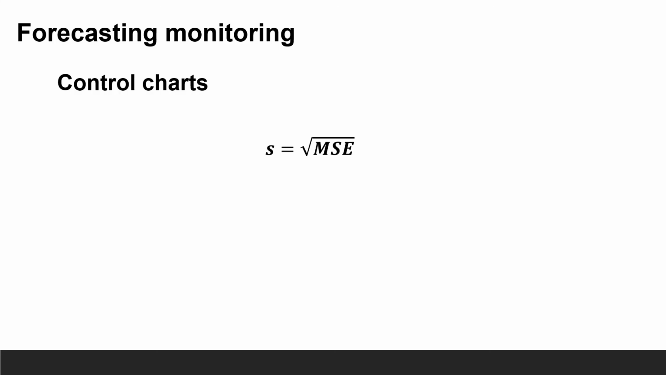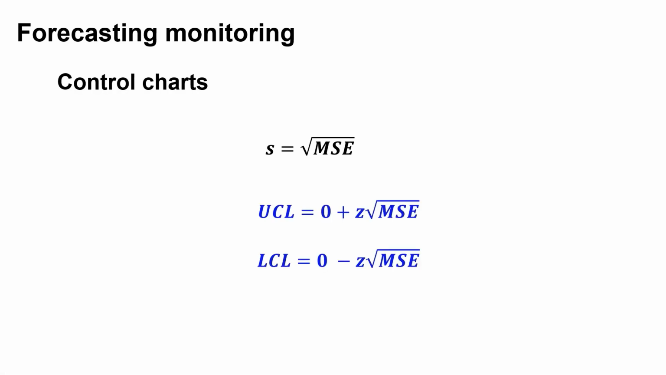Recall that for a normal distribution, approximately 95.5% of the values, errors in this case, can be expected to fall within limits of 0 plus or minus 2s, i.e., 0 plus or minus 2 standard deviations, and approximately 99.7% of the values can be expected to fall within plus or minus 3s of 0. With that in mind, the following can be used to obtain the upper control limit and the lower control limit.